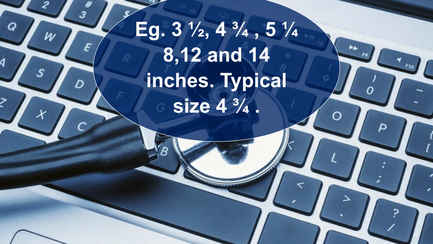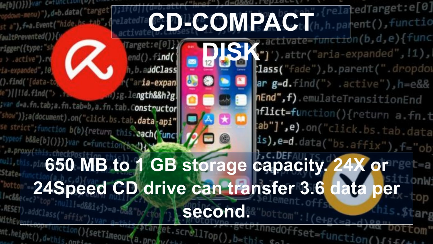CD, or compact disc, has a storage capacity of 650 megabytes to 1 gigabyte. A 24x or 24-speed CD drive can transfer 3.6 megabytes of data per second. CD-ROM, or compact disc read-only memory, cannot be written to or erased.